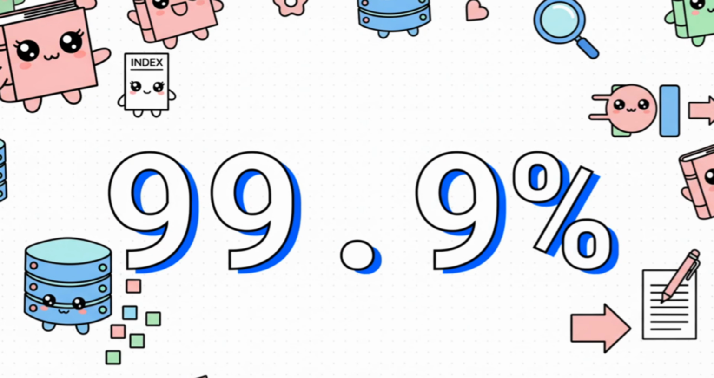But even with those costs, the payoff for choosing the right index is just astronomical. 99.9%. That's the real runtime reduction a study found after optimizing just one slow query with the right index. A process that took maybe 10 minutes now takes less than a second. That is the incredible power of strategic indexing.